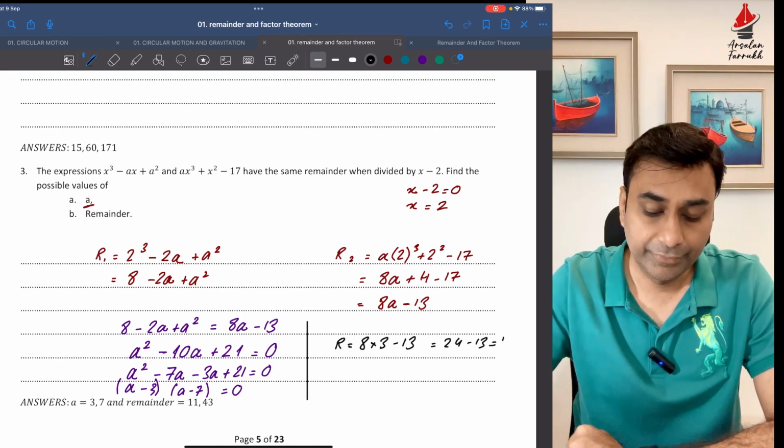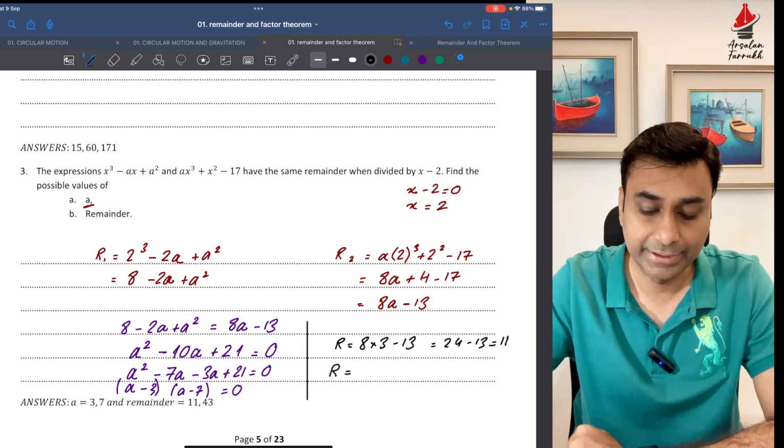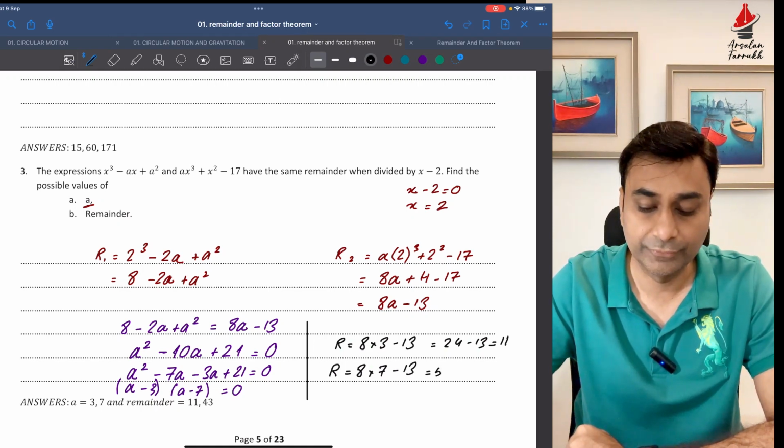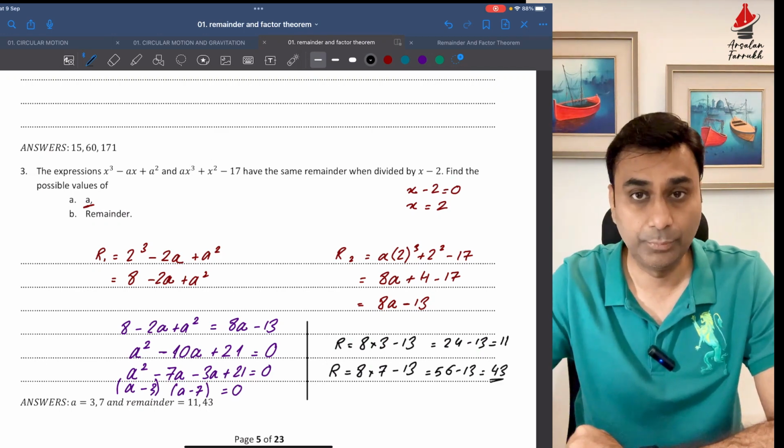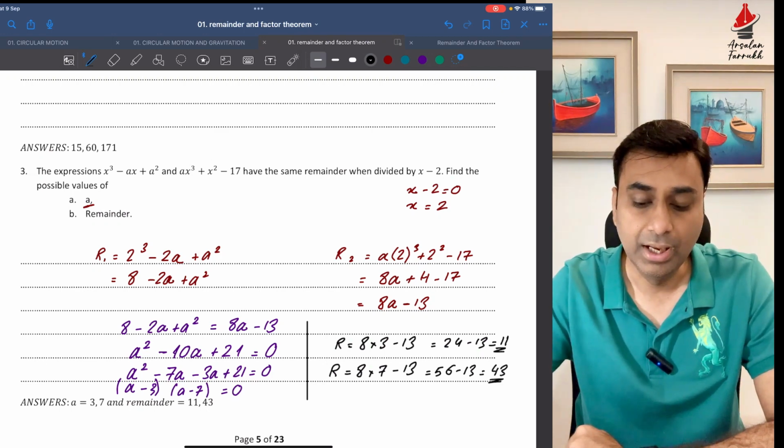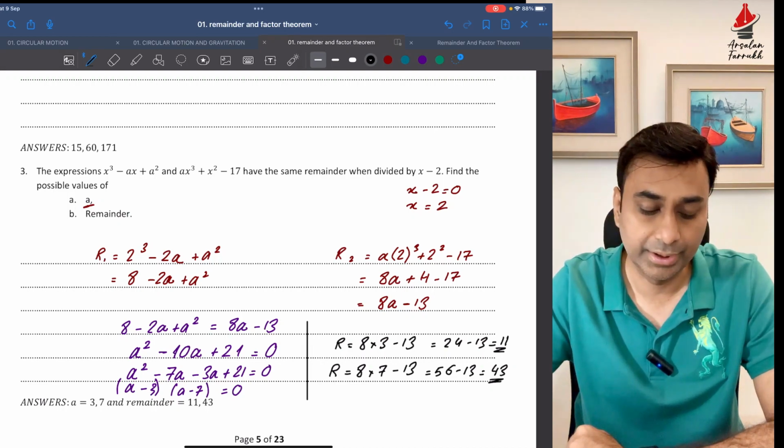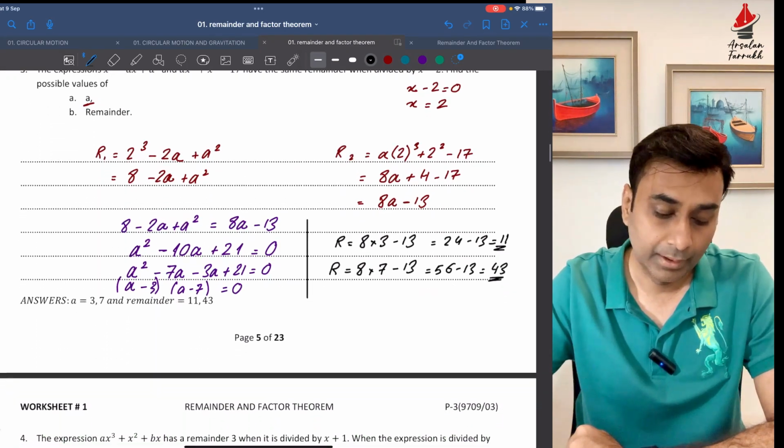And similarly, if the value of a is 7, then the remainder is going to be 8 times 7 minus 13. That's 56 minus 13, and that becomes equal to 43. So one possible answer for the remainder is 11, and the other possible answer for the remainder is 43.